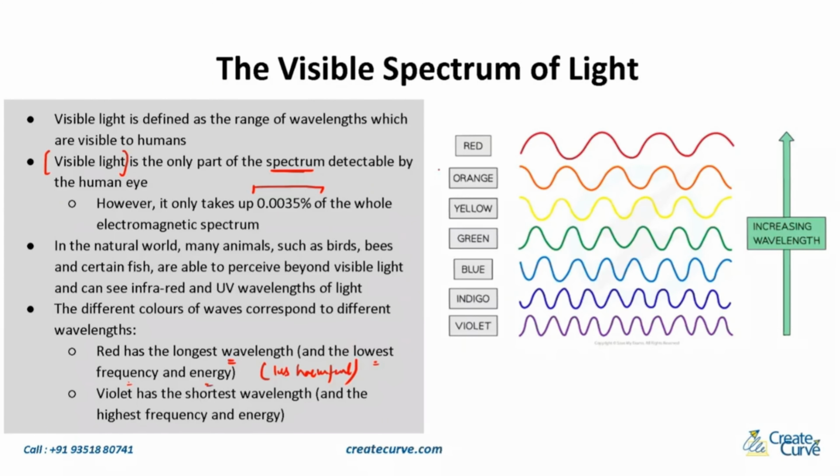So you can see red has a longer wavelength. One wave is that big, but in orange we have slightly more waves in this much. In violet, if you see, there are almost 2.5 wavelengths in that particular region. So from bottom to top, the number of waves increases.